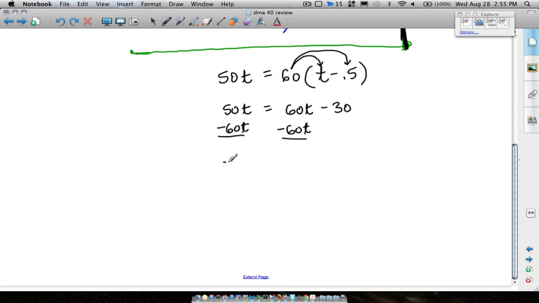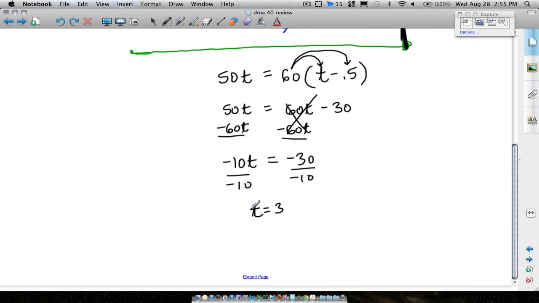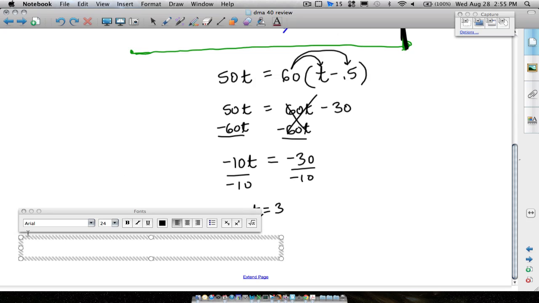50t minus 60t is negative 10t. This is equal to, the 60t's cancel. All we have left over here is 30. And now we divide by negative 10. We get t is equal to a positive 3. So the question did ask us to find how long will it take the second car to catch up. It will take 3 hours for the car to catch up, or the second car.